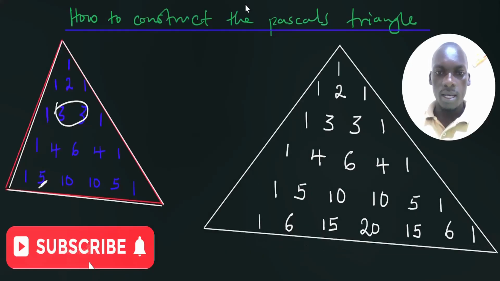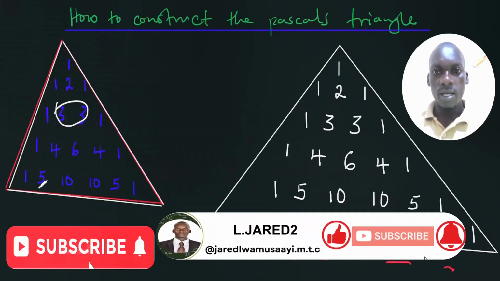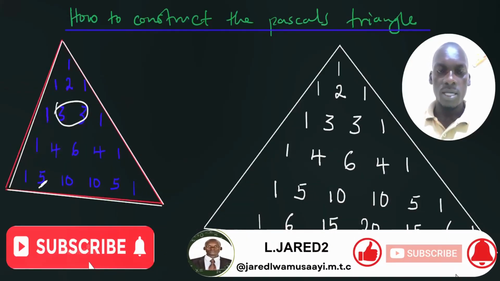So you try to come up with the next level here, which has to begin with 1. Then the next one is going to be the 7. Then complete the rest.